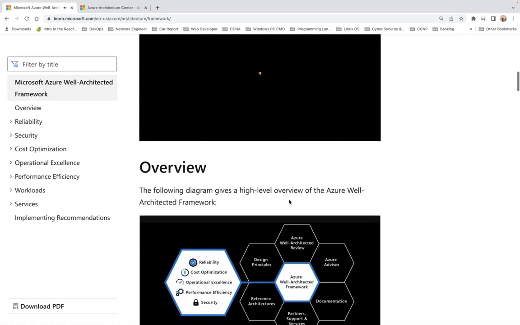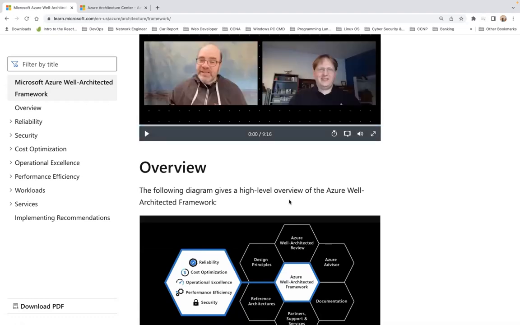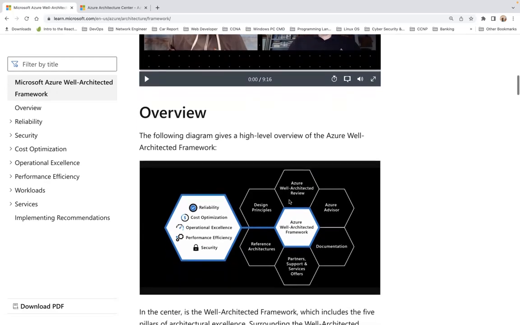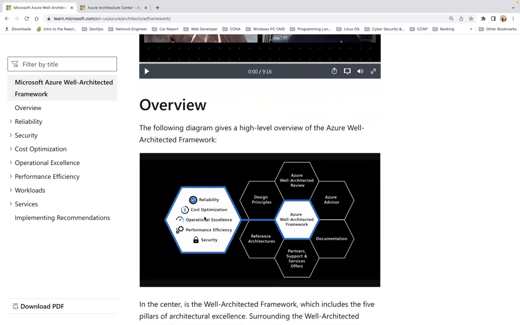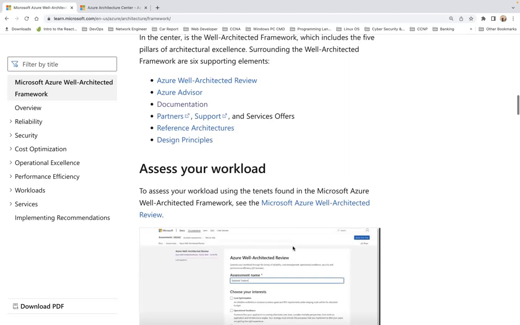All right, guys. So basically, this is an overview of the well-architected framework that Azure put in place, so you would have a better understanding of all the tools to become a solution architect or a cloud architect. Why not? As you can see here, they go over all the concepts: design principles, Azure well architected review, Azure Advisor, documentation, and everything here.